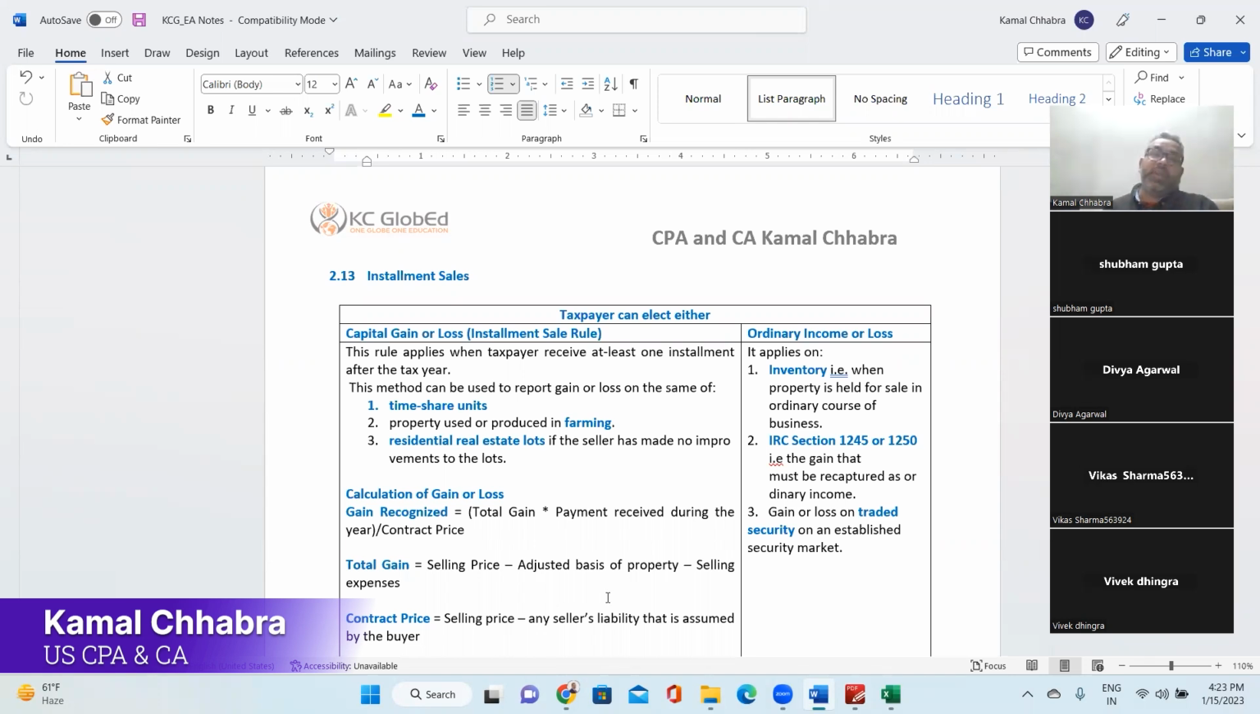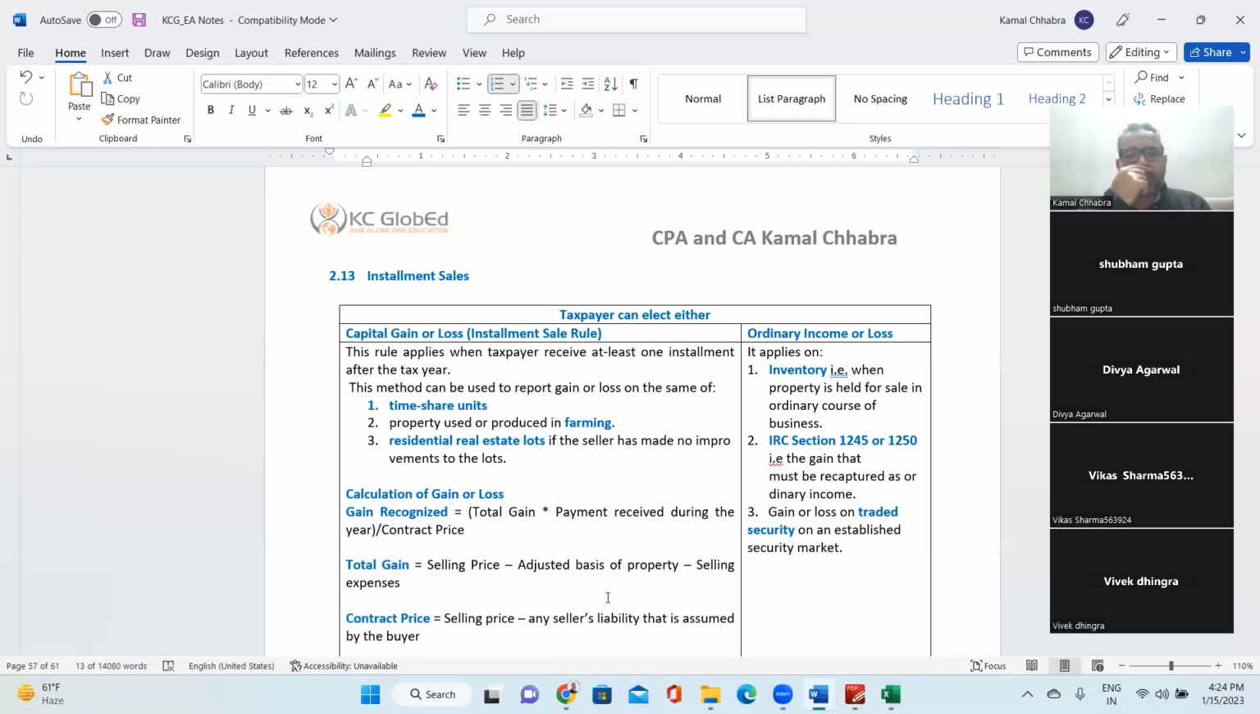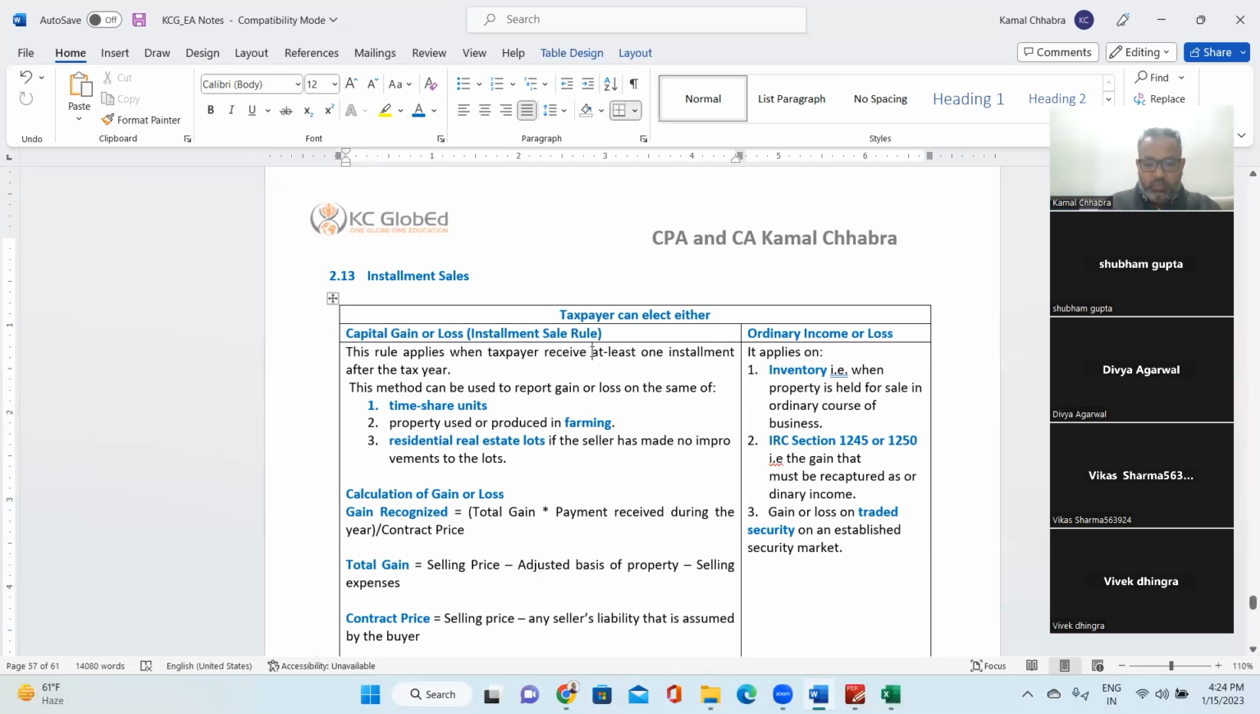Let's assume the same example, but we entered into an agreement on 1st April. Then the last installment will be due next year, on 28th February. So two installments are due in the following year. Then I can apply this capital gain or loss method. Make sense? So the first line says the rule applies when the taxpayer receives at least one installment after the tax year.